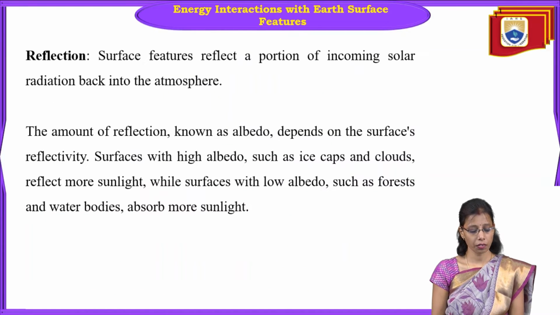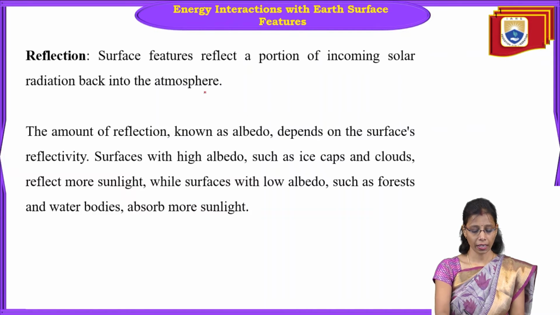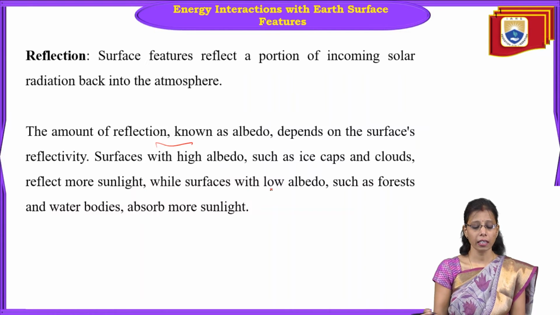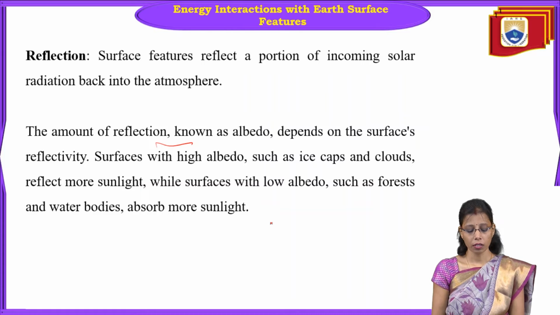Now, reflection. Surface features reflect a portion of incoming solar radiation back into the atmosphere. The amount of reflection is known as albedo. Whatever energy is reflected is called albedo, and that depends on the surface reflectivity. Surfaces with high albedo, such as ice caps and clouds, reflect more sunlight, while surfaces with low albedo, such as forest and water bodies, absorb more sunlight.